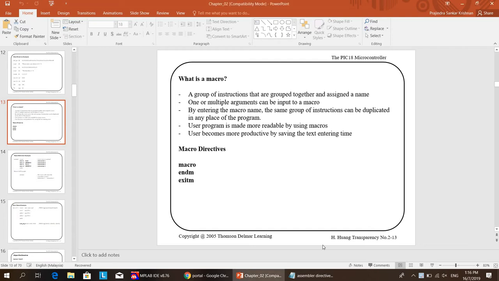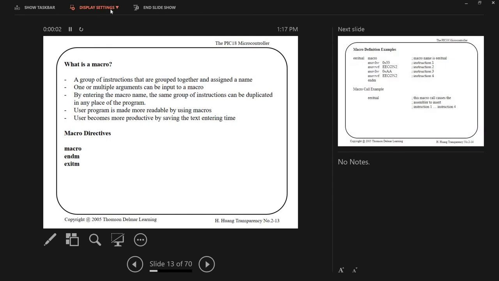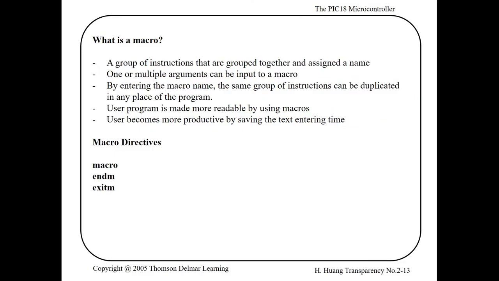So now we go into the subject matter of macro. Let me just change the setting. So what is a macro? It is actually a group of instructions that are grouped together and assigned a name, something similar to a function in C programming. One or more arguments can be an input to a macro. I'll just read out some of the features and then we'll see hands-on how the macro looks.